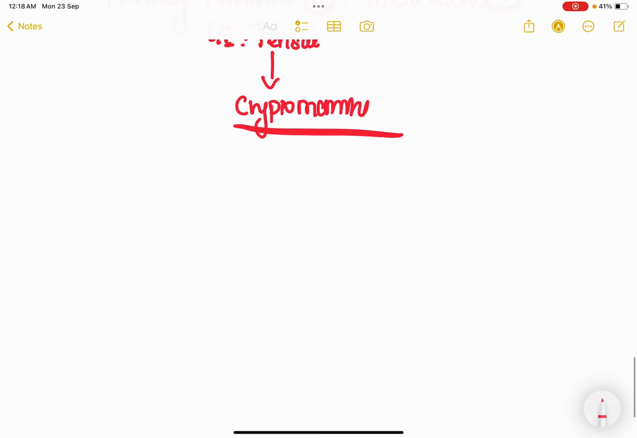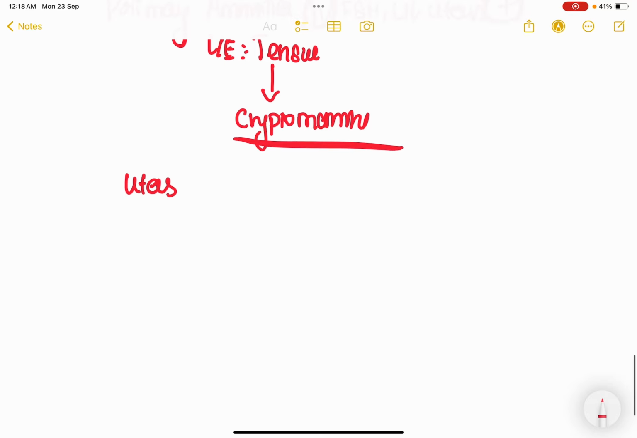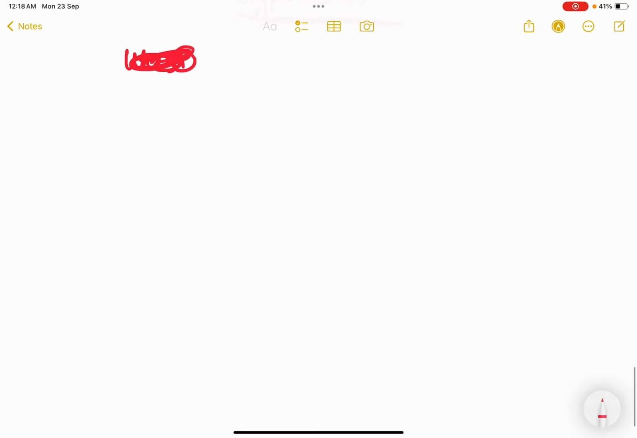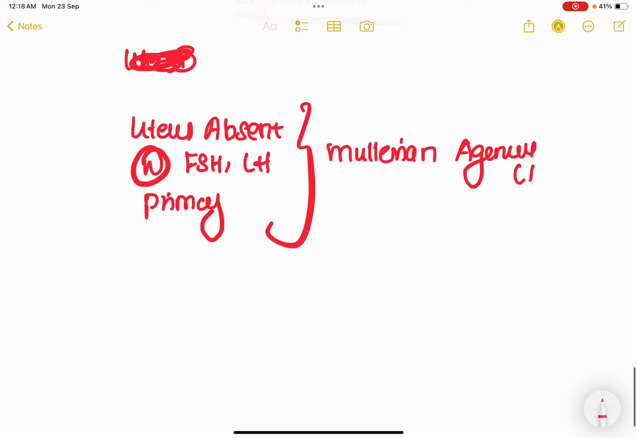Is that clear? Okay. Similarly, any patient with primary amenorrhea, normal FSH and LH, but uterus is going to be absent. Whenever the uterus is going to be absent, but normal FSH and LH, complaints of primary amenorrhea, think of Mullerian agenesis, because in Mullerian agenesis the uterus is going to be absent. Is that clear? In patients of Mullerian agenesis, uterus is going to be absent. So these are the key points which you need to remember about all these conditions.